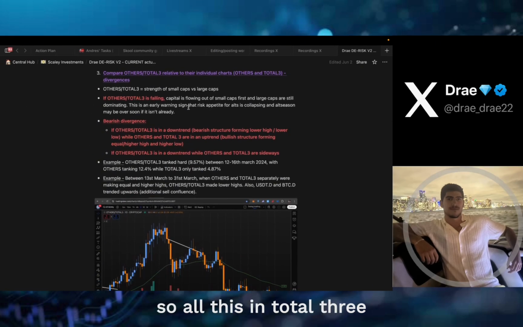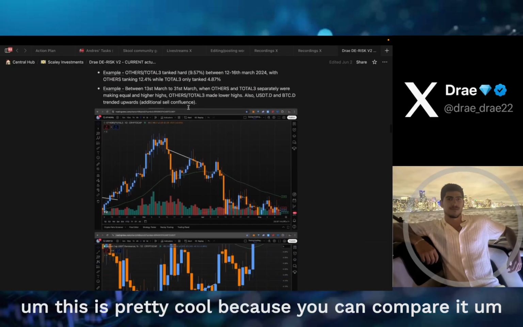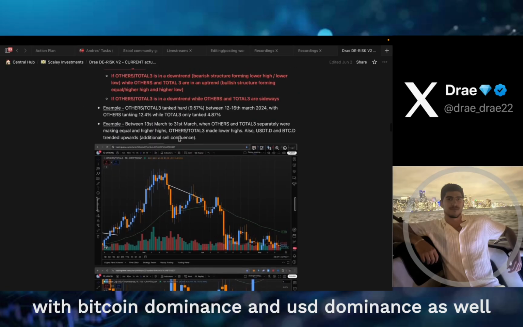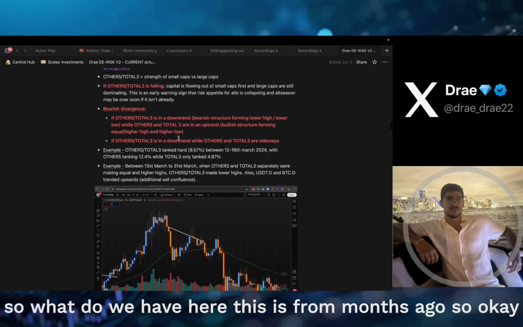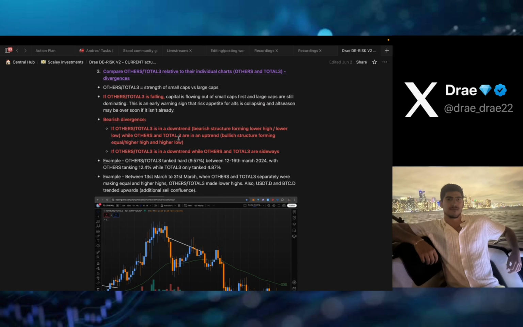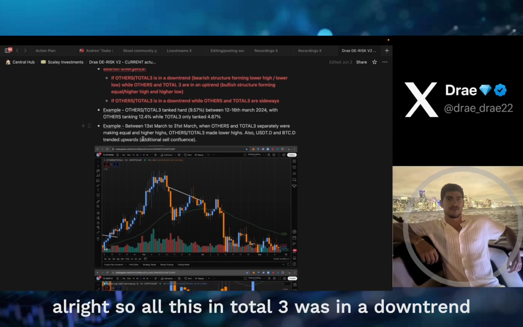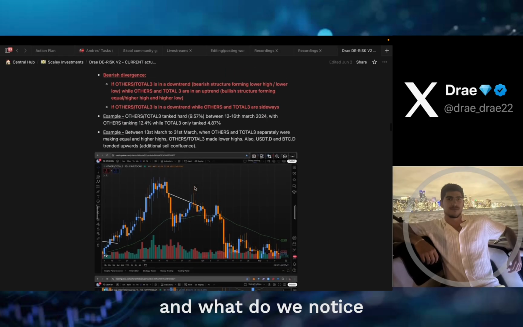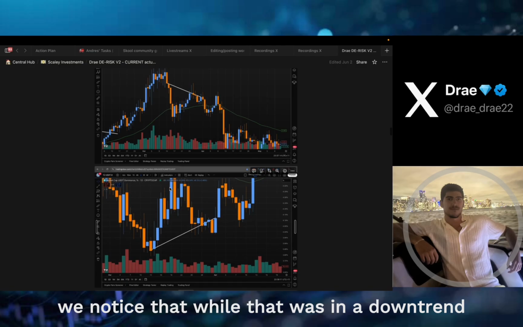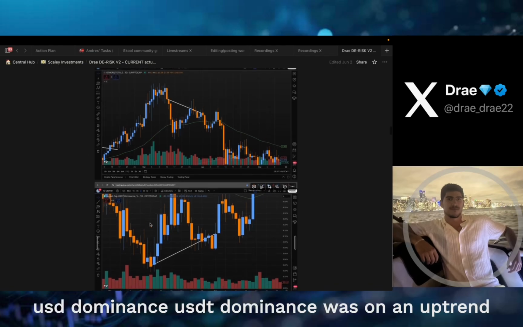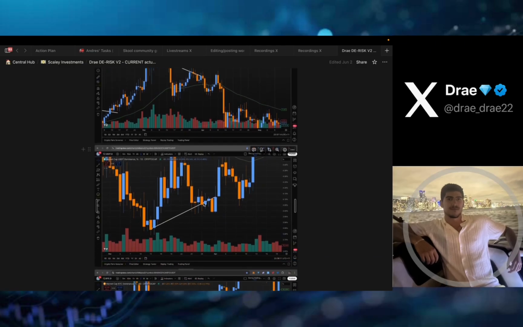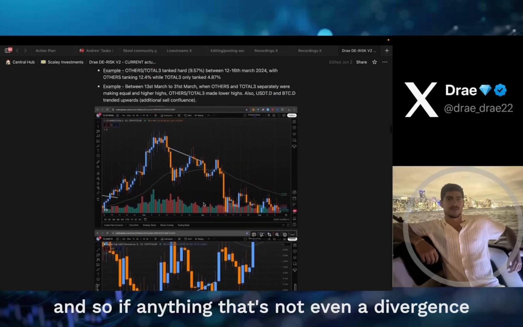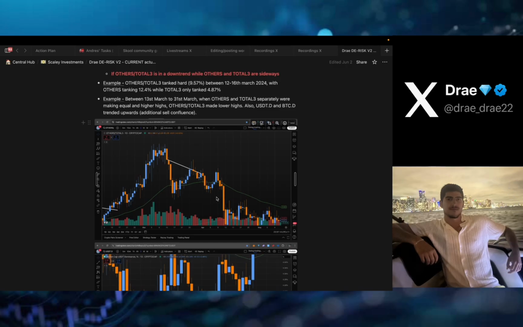So Others Total 3. This is pretty cool because you can compare it with Bitcoin dominance and USDT dominance as well. So what do we have here? This is from months ago. All right, so Others Total 3 was in a downtrend from here to here, right? And what do we notice? We noticed that while that was in a downtrend, USDT dominance was on an uptrend. And so, if anything, that's not even a divergence. Isn't that convergence? That's convergence.